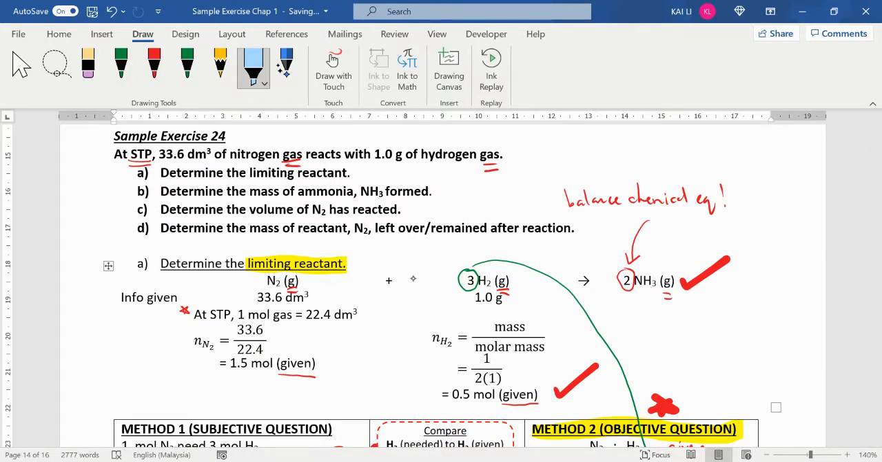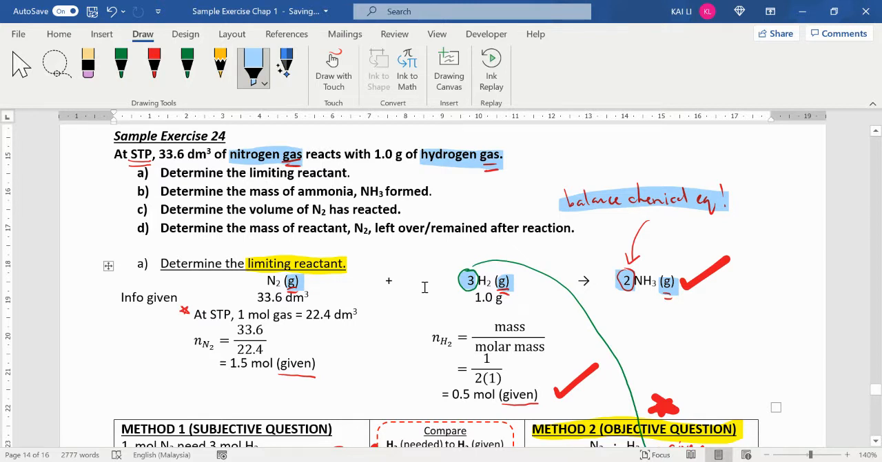From this exercise, the balanced reaction equation between nitrogen gas and hydrogen gas is not given. Therefore, the first thing that you have to do before you determine the limiting reactant is to balance the chemical equation. Because this question already gives gas, the phase, you need to include the phase. If the question didn't give any phase, then you just ignore it first.